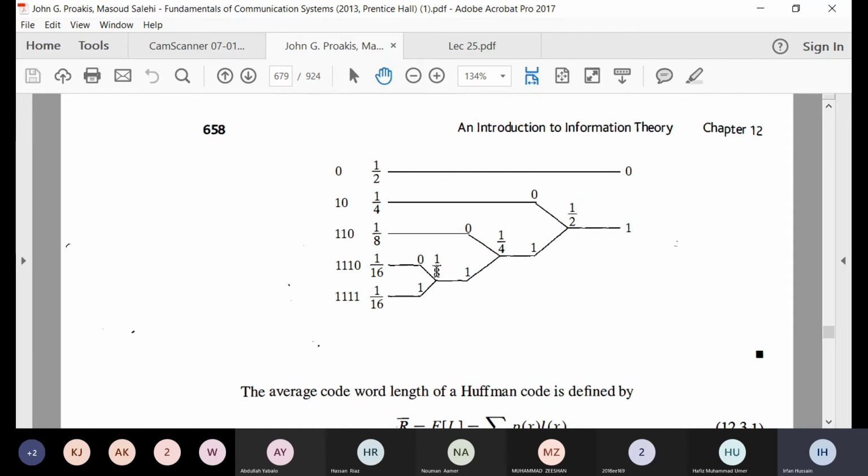1 over 16 and 1 over 16 become 2 over 16, or 1 over 8. Then 1 over 8 and 1 over 8 are combined, and this comes out to be 2 over 8, or 1 over 4. Then 1 over 4 and 1 over 4 will combine, this will become 2 over 4, which is 1 over 2.